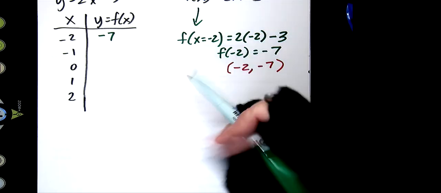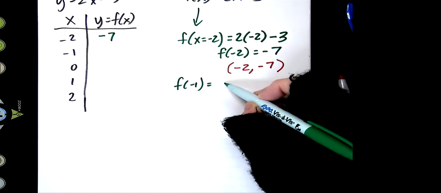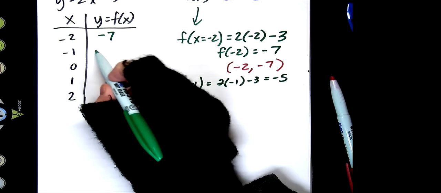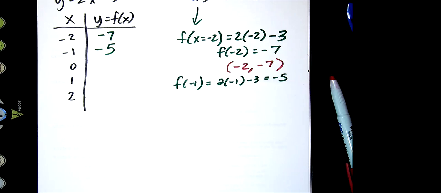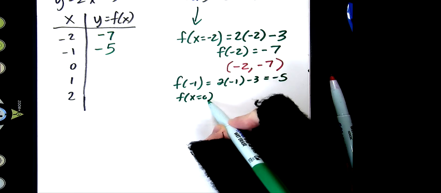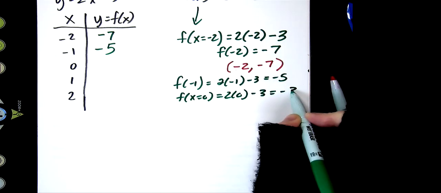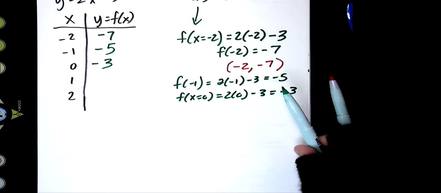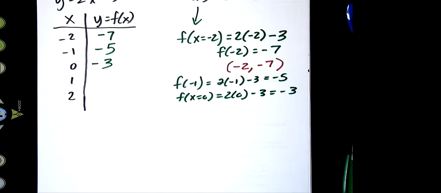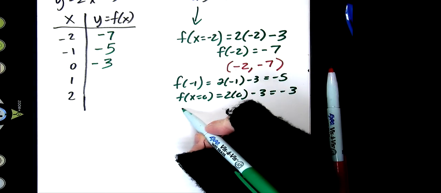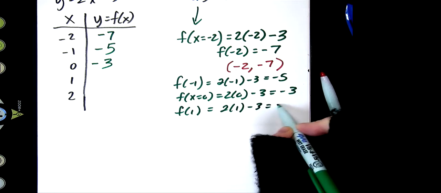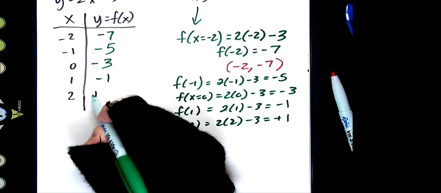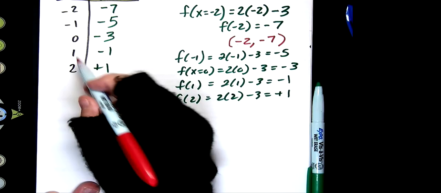We can do that for each of these. F of negative 1 is 2 times negative 1 minus 3, which is negative 5. f of x equals 0 is 2 times 0 minus 3, which is negative 3. If I do the remaining ones, we get negative 1, and I get positive 1. So these are my 5 points I can put on a graph.